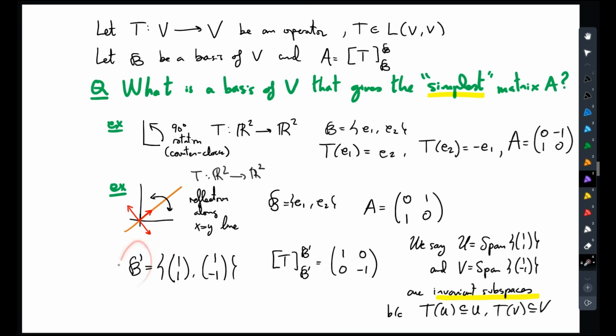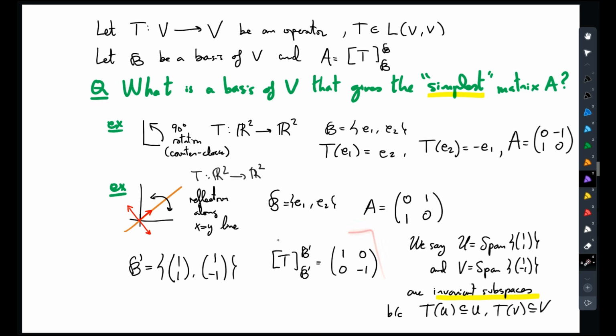So if I take my new basis, B prime, to be (1, 1) and (1, -1), you can check that those two vectors are linearly independent, so they are a basis of R2. Then the matrix with respect to this new basis will be the following. This vector is sent to itself, so it's sent to (1, 0). And this vector in coordinates is sent to minus itself, so the coordinates are (0, -1).